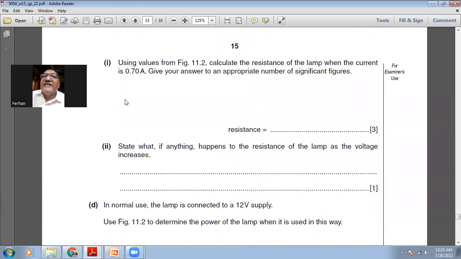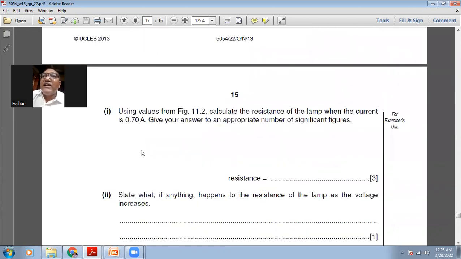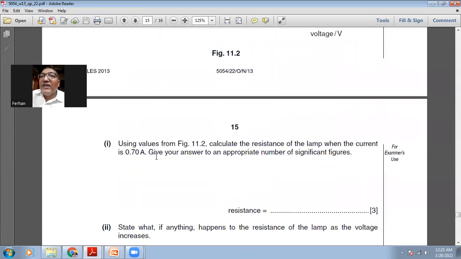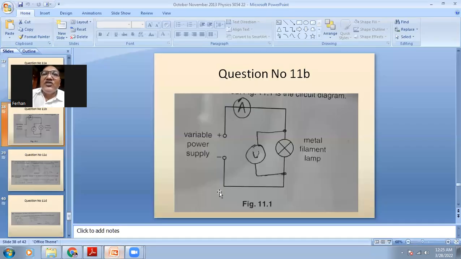Okay. It says using the values from figure 11.2, they are talking about this graph, calculate the resistance of the lamp when the current is 0.70 ampere. Give your answer to an appropriate number of significant figures. So when the current is 0.70 ampere, it will be between 0.6 and 0.7. From here, come here. Check what the voltage is there. The voltage is 2 volts.